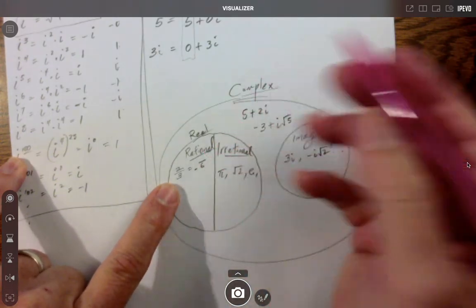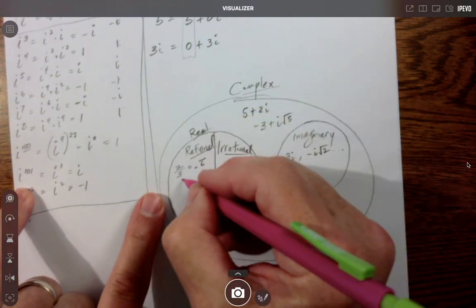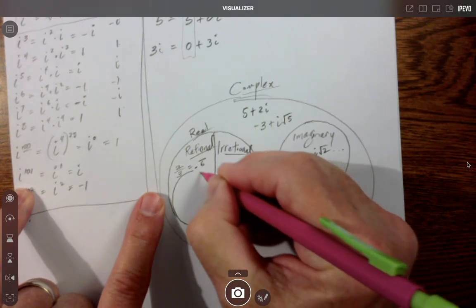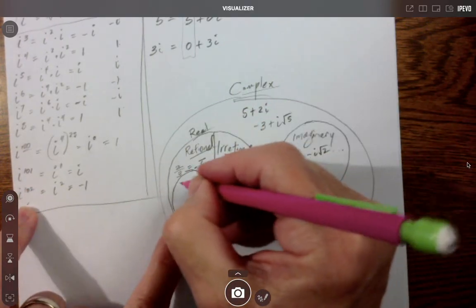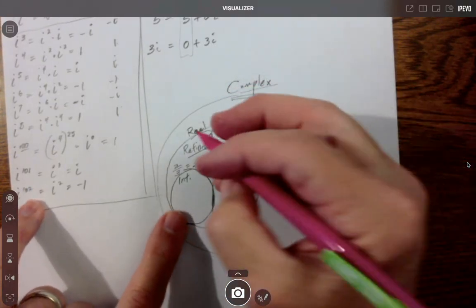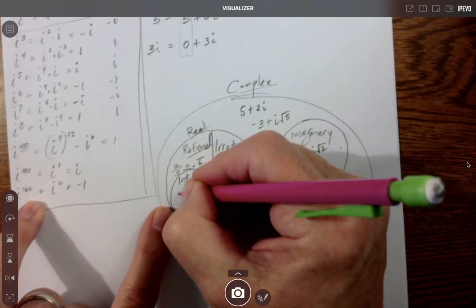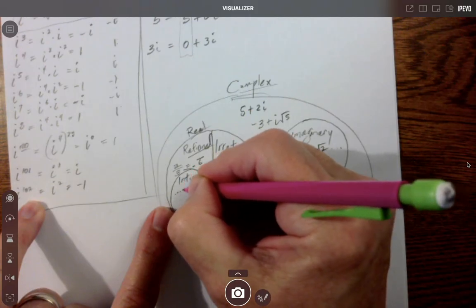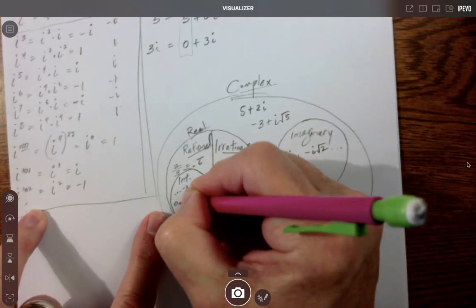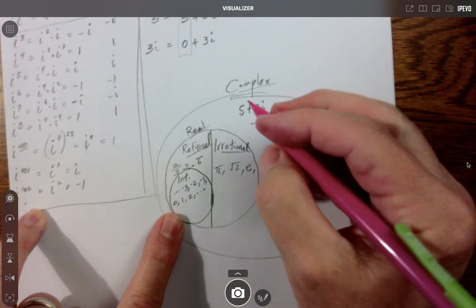Now inside the rationals, you've got other numbers. You've got the integers, right? So within rational, you've got the integers. So the integers are counting numbers, and they can be negative. So dot, dot, dot, -3, -2, -1, 0, 1, 2, blah, blah, blah. It goes on forever. Those are integers.